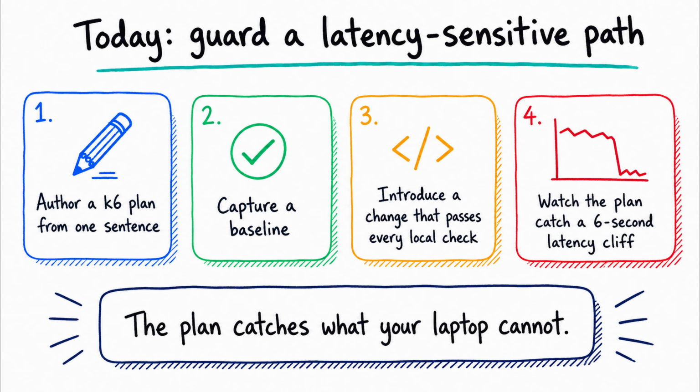Today we'll use that flow to guard a latency-sensitive path, author a K6 plan from a single sentence, capture a baseline, introduce a realistic change that passes every local check, and watch the plan catch a 6-second latency cliff inside the cluster. Let's get started.